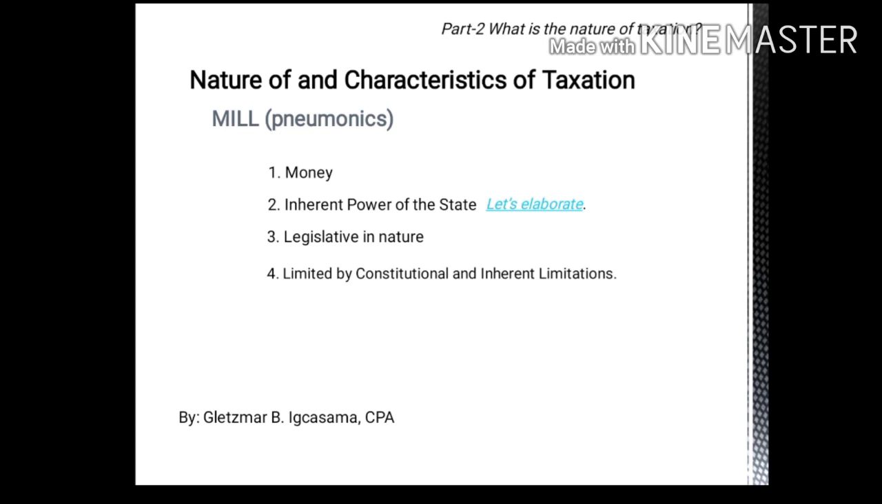So let's go back here on the characteristics of taxation. So we already discussed the number one, that the taxes are generally payable in money. We also have discussed thoroughly that taxation is an inherent power of the state. Actually, we have compared it with other powers like police powers and eminent domain. So let's go to number three. Taxation is legislative in nature, but we will not be able to fully appreciate that statement if ever we're not going to discuss the branches of the government.